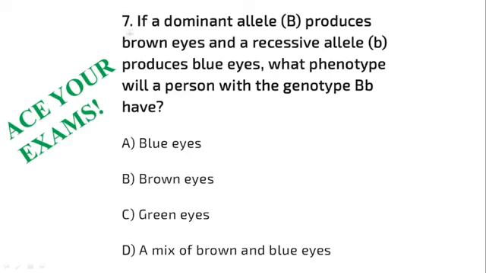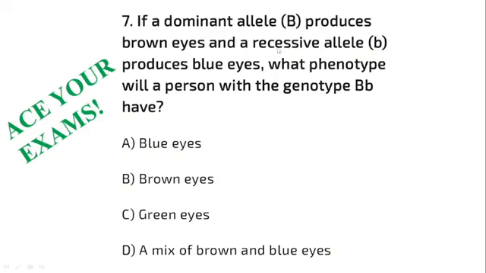So we are now answering our question 7 here. Our question 7 reads, if a dominant allele produces brown eyes and the recessive allele produces blue eyes, what phenotype will a person with the genotype Bb have? So here we are looking at the dominant allele. The dominant allele is represented by this capital letter B. It's dominant, okay? It produces brown eyes. So this dominant allele is for normal brown eyes.